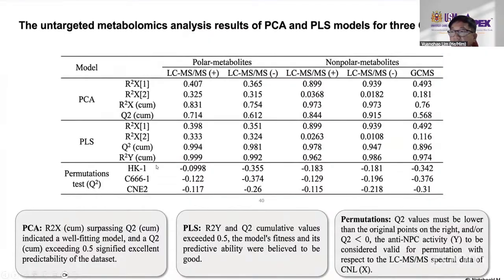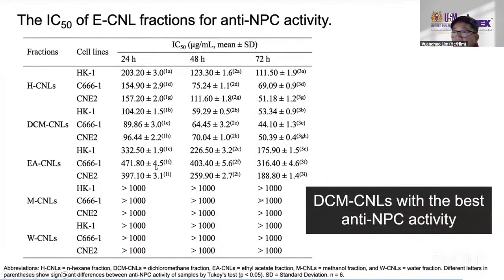As you can see here, we have fractions 1, 2, 3, 4, 5. We compared the metabolite profiles of fractions with different biological activities based on different timelines. The fractions exhibiting stronger anti-cancer effects clustered separately from the less active fractions. You can see that the DCM, which is dichloromethane fraction, has the best anti-MPC activity. Of course, this shows very strong evidence that chemical composition is directly associated with some of the biological functions.